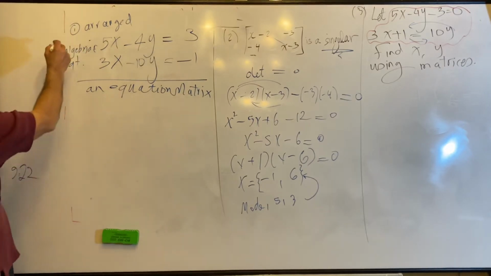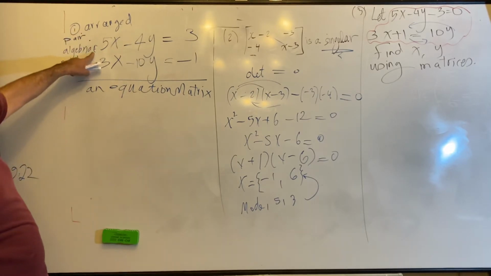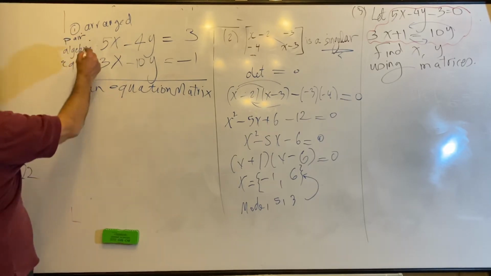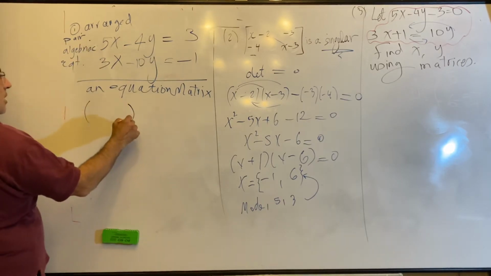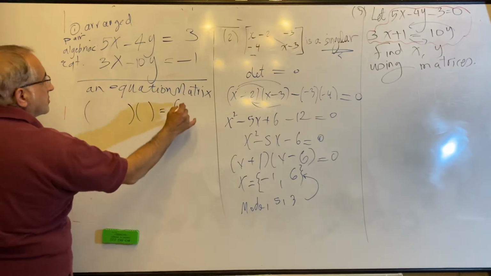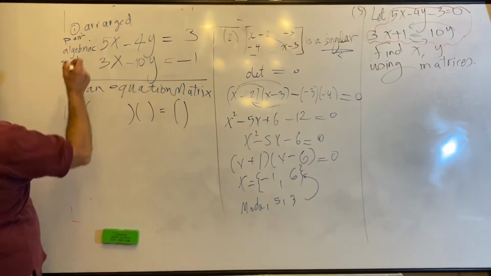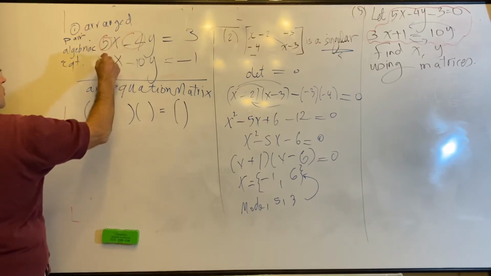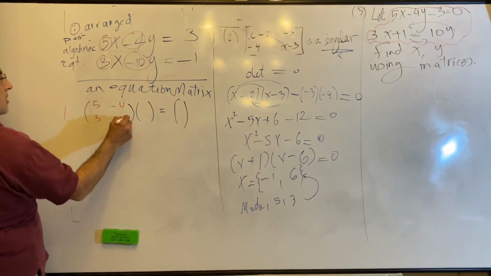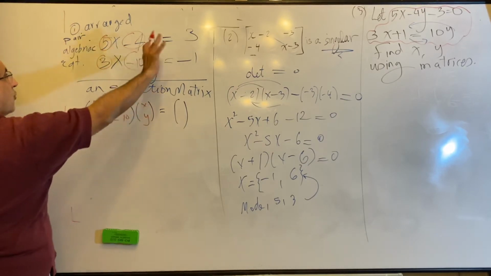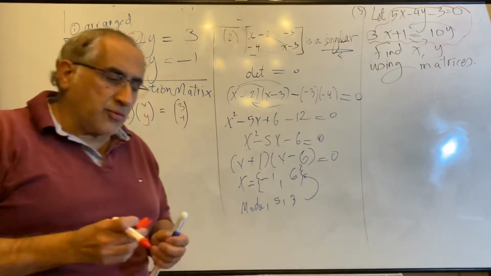Some people call it a pair of simultaneous equations, a pair of algebraic equations. Now, how do I write the matrix equation? I take the coefficients. This is called a coefficient: 5, minus 4, 3, minus 10. Put the x, put the y, and the ones over there. Now my matrix equation is ready.